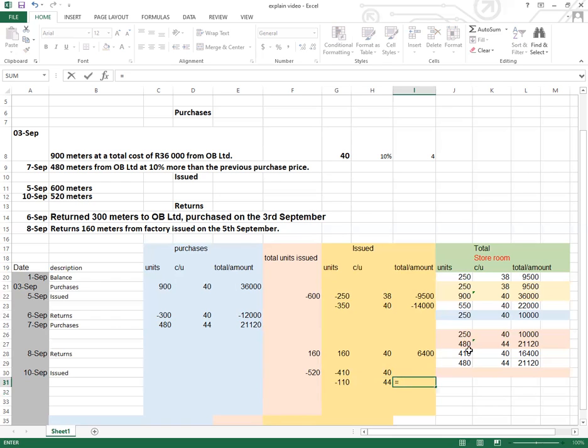Because here, guys, we issued the whole 410 from where? From 520, which means we remain with 110, which means we're going to issue 110 from 480. 480 minus 110, you have 370 units.